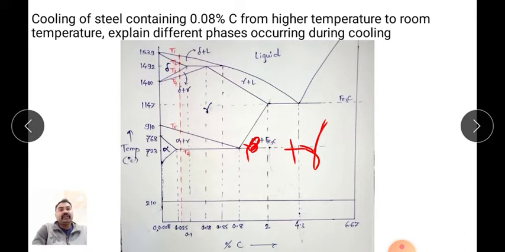It means we can write the answer to this question in 6 to 7 points. Are you getting it everyone, what I want to say? This question asks for 7 to 8 marks, and by using this iron carbon equilibrium diagram we can answer the different microstructures occurring in the iron carbon equilibrium diagram. So this is nothing but the solution to the above question.